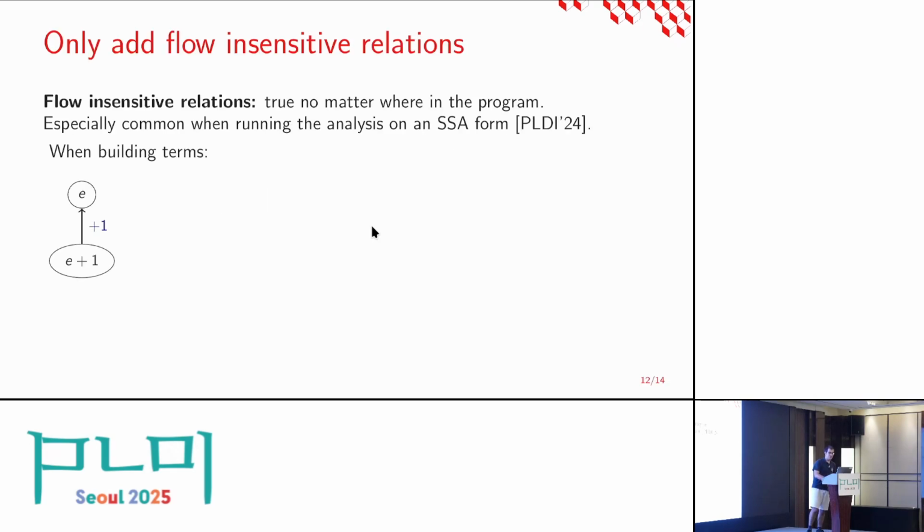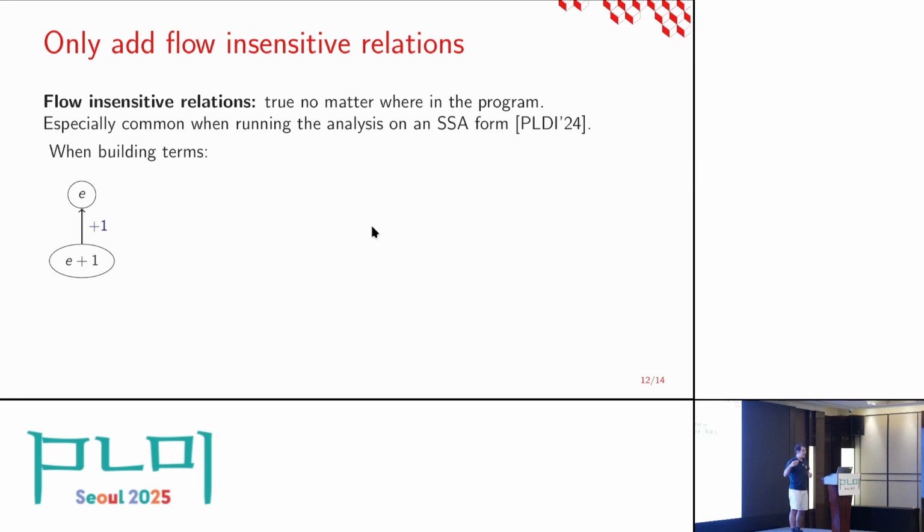And so one solution we found, which works a lot better than you might think, is to only store flow-insensitive relations, because that way I only store things that are true everywhere in the program. I don't need to copy my state, and I don't need to join my state. It kind of sidesteps the problem.